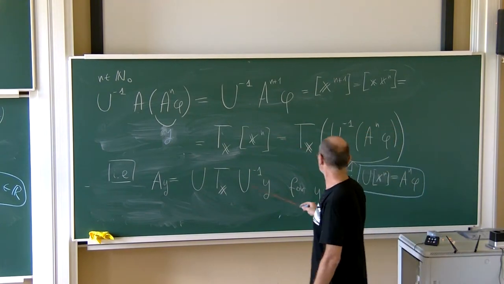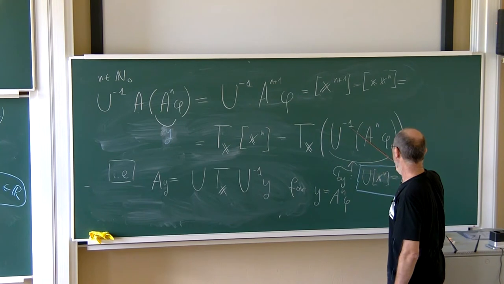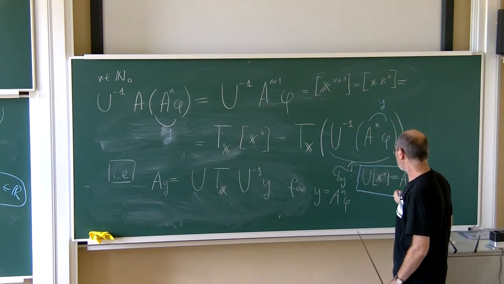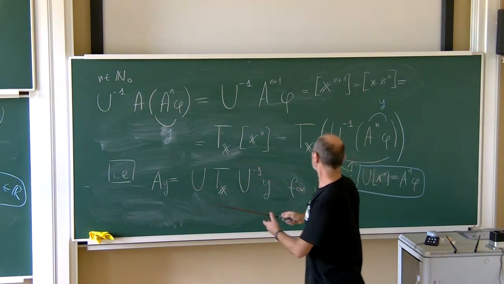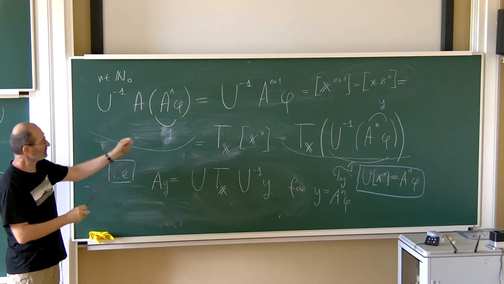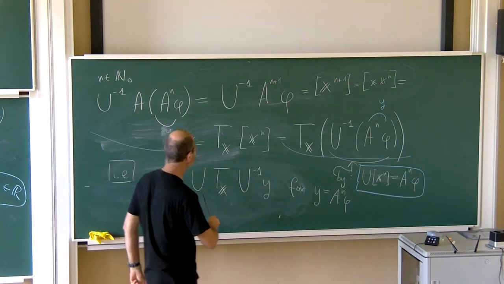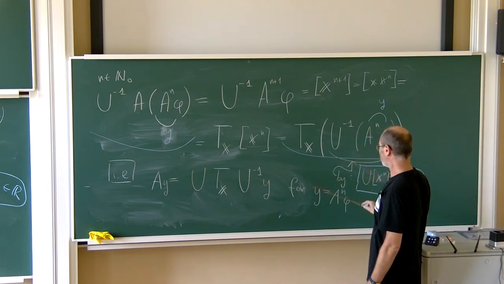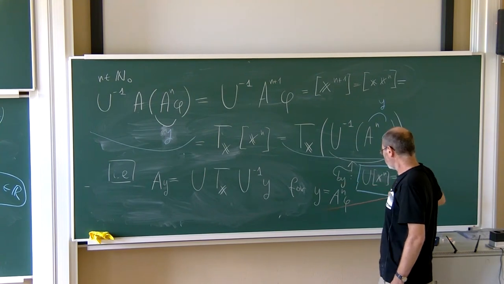Yes? And again recalling this formula, this is just U to the power of minus 1 of our y. So what did we prove by this simple calculation? We proved that such a formula holds: when we take U on both sides, we see that we obtained here just A on y, and here we have U times the multiplication by x, the inverse of U on y. So we obtained this for each element of such a form.